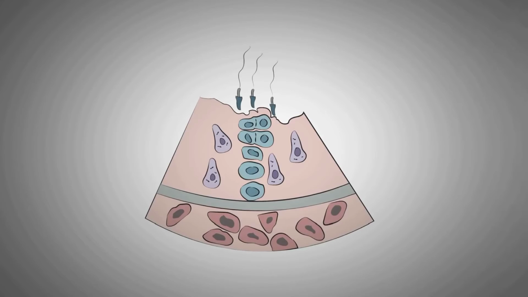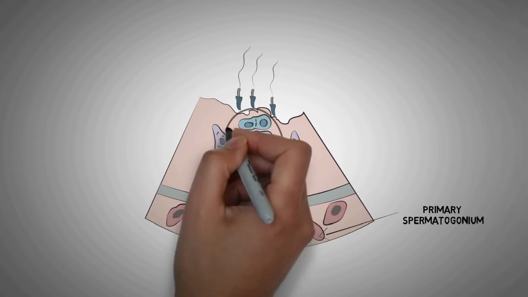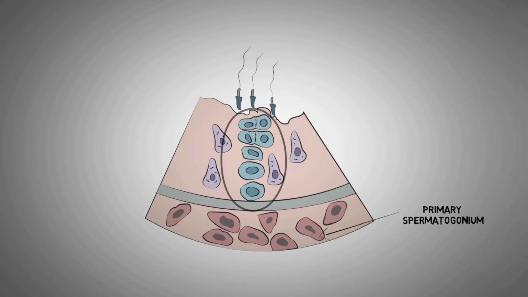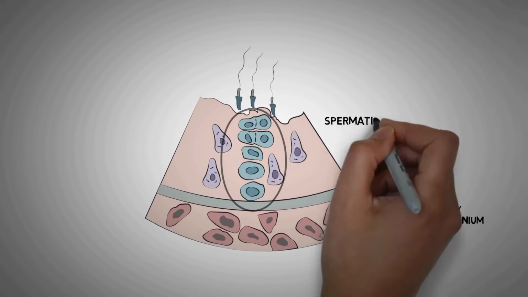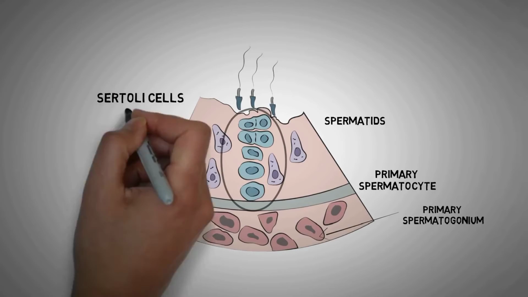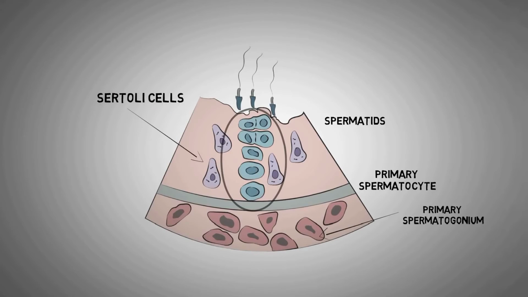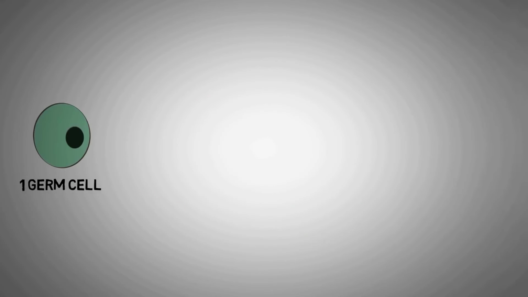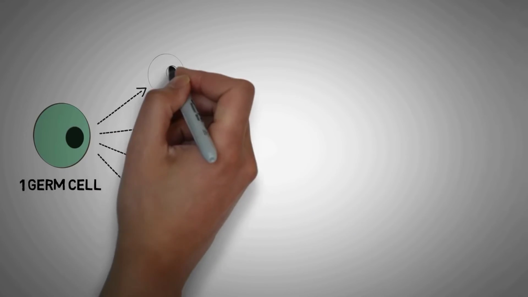Looking at the wall of the seminiferous tubule in a bit more detail, the primary spermatogonia are located in the basal layer of the wall of the seminiferous tubule, and in the center you can see the various divisions from primary spermatocyte till the spermatids. During all these cell divisions, the Sertoli cells give support and nutrition to the developing gametes. So now we know that one germ cell gives rise to four spermatids.